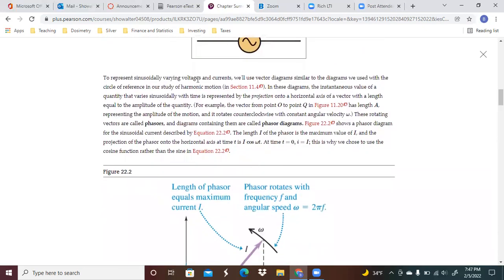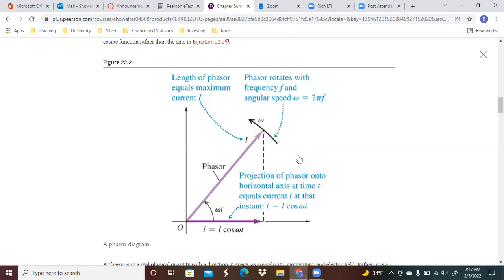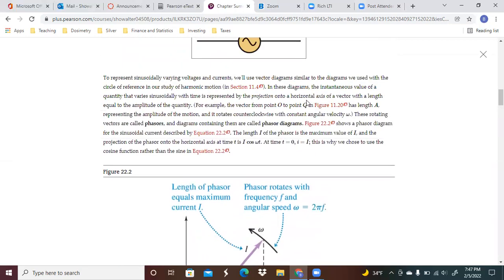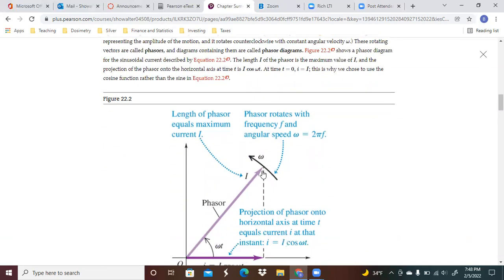So to represent sinusoidal varying voltages and currents, we're going to use vector diagrams similar to the diagrams we use for the circle of reference with harmonic motion, if you remember back to section 11.4. In these diagrams, the instantaneous value of a quantity that varies sinusoidally with time is represented by the projection onto the horizontal axis, this, of a vector with a length equal to the amplitude of the quantity, which in this case is going to be I.